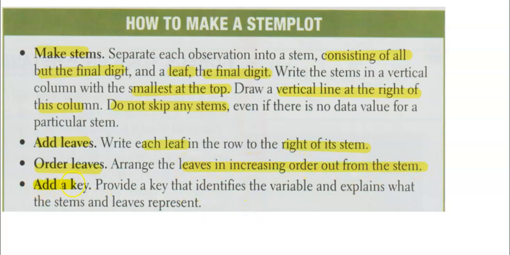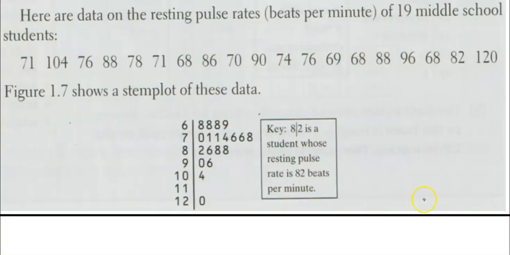Add a key, super important. You will lose points on the AP exam if you do not add a key. It will identify your variable and explain what the stem and leaves represent. I know it's kind of weird to take in all at once, but it looks like this.